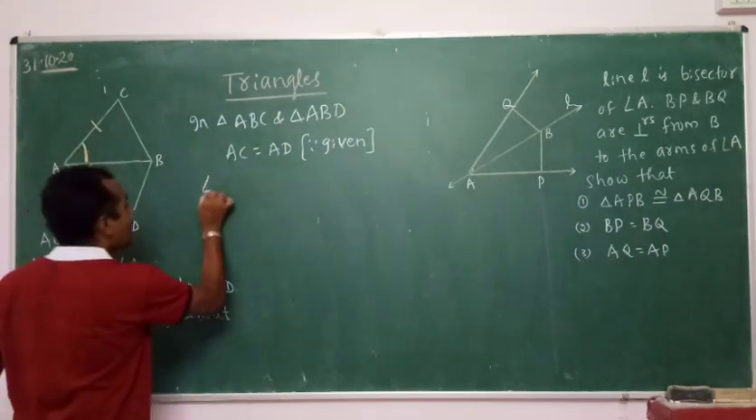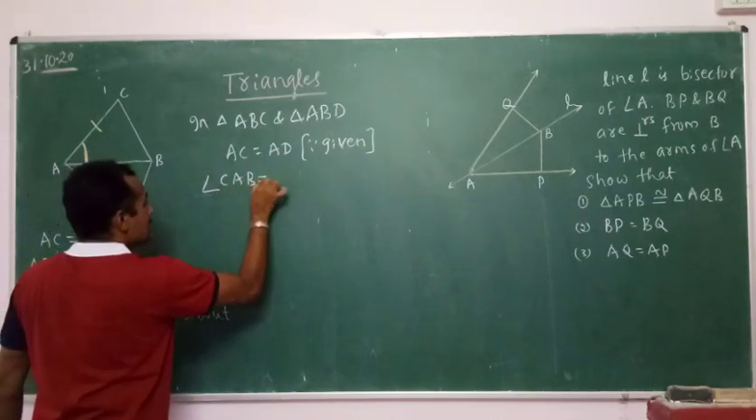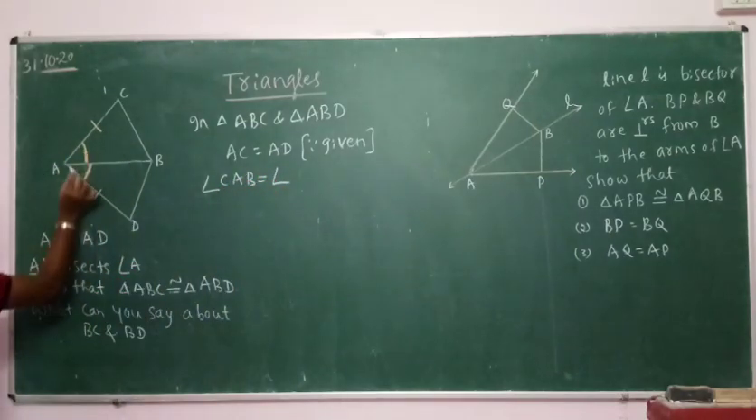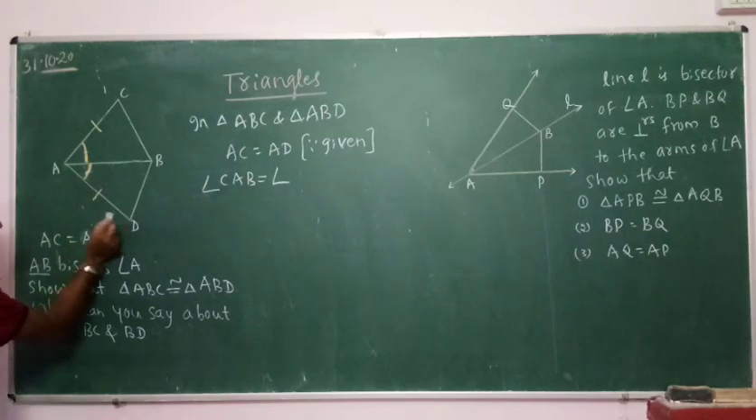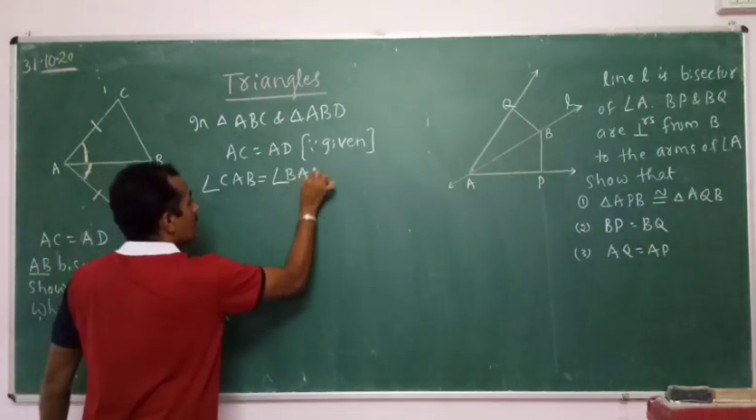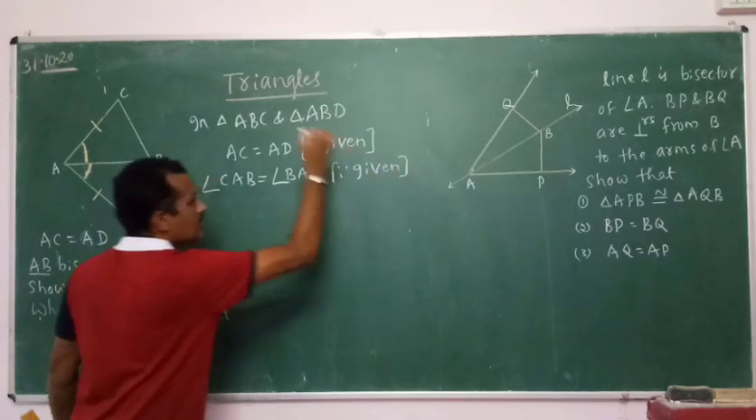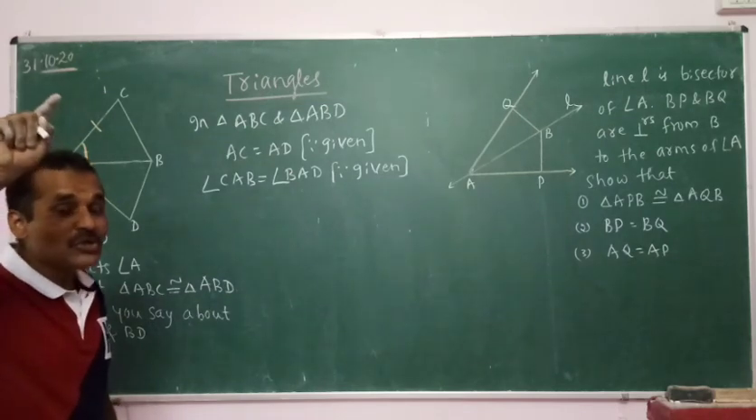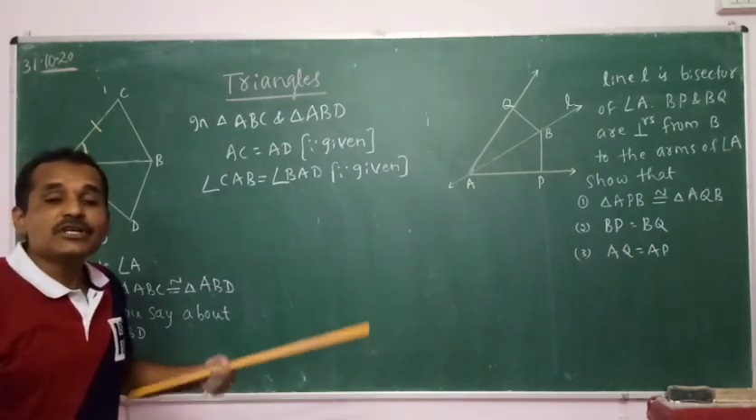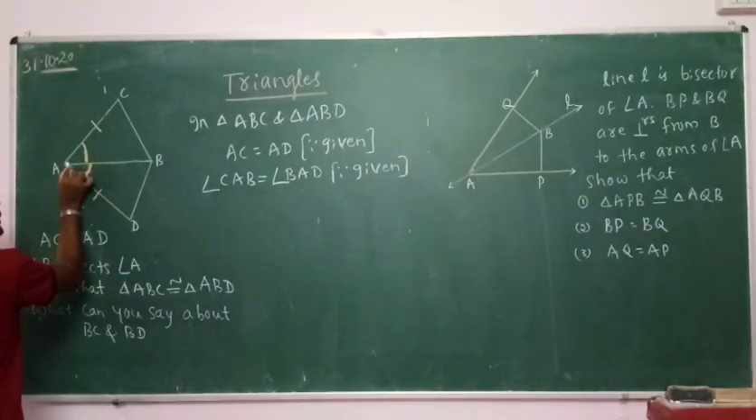Come on. Angle CAB is equals to angle. This angle is equal to this angle. How to write this angle? Don't write angle A. Write angle BAD. Angle BAD. This is also because of given only. Third thing is not there. Now it is your work to show which is the third equal thing for us, so that we can see the triangles are congruent. My dear children, look at this.